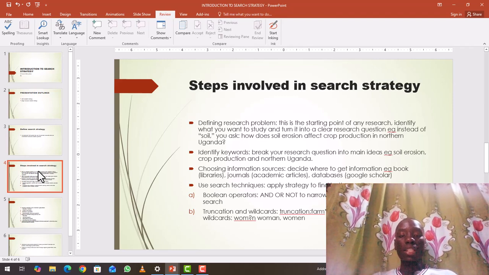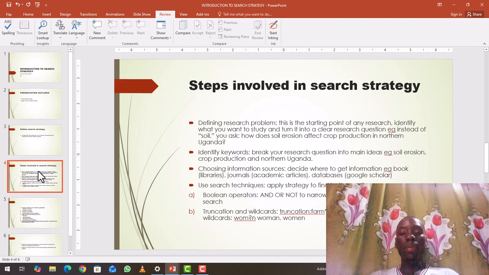And then the third one is what we call choosing information sources. Before doing other things, you need to decide which source you are going to use, whether it is a book or libraries, journals, academic articles, or a database where you can even get from Google Scholar.